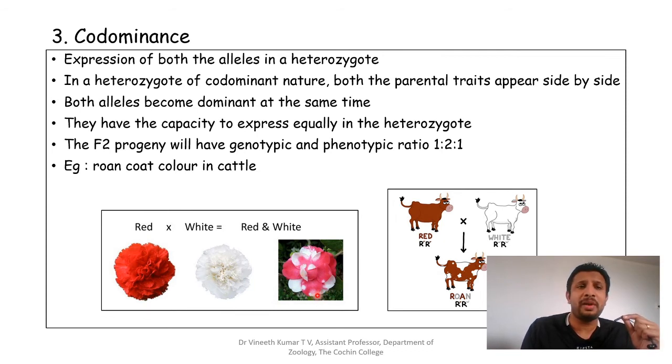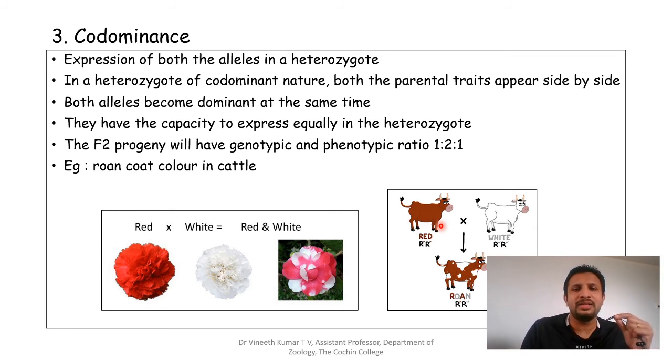If it was complete dominance, the complete flower would have a single color, which is pink. But you can see this is a co-expression of white and red, and this is what is called codominance. And this is more prominently seen in cattle, horses, etc.